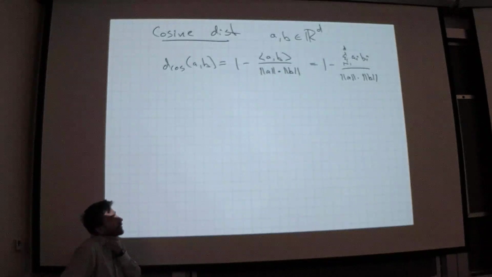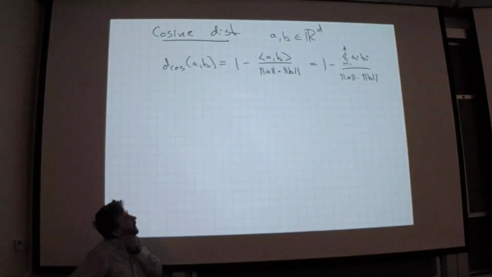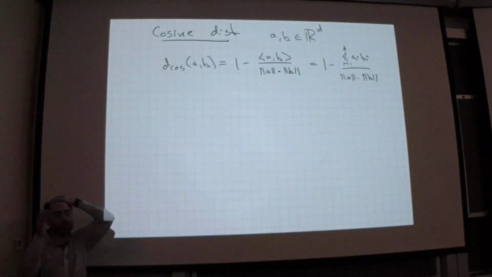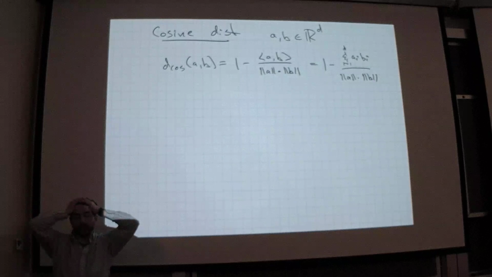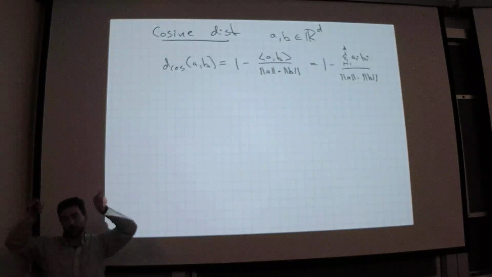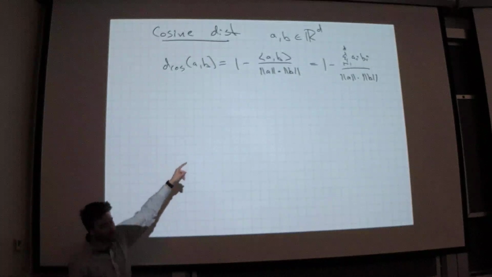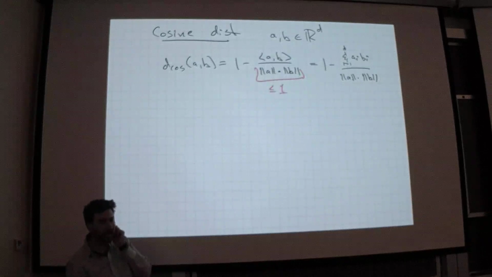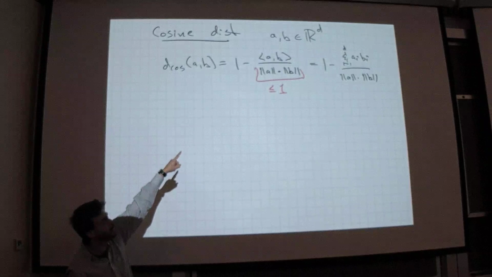So can this be a metric? The inner product between A and B is maximized if I keep the directions of the vectors the same, if A is equal to B, and then it's equal to the squared norm. So this quantity is always less than or equal to 1. That's what this normalization is doing.